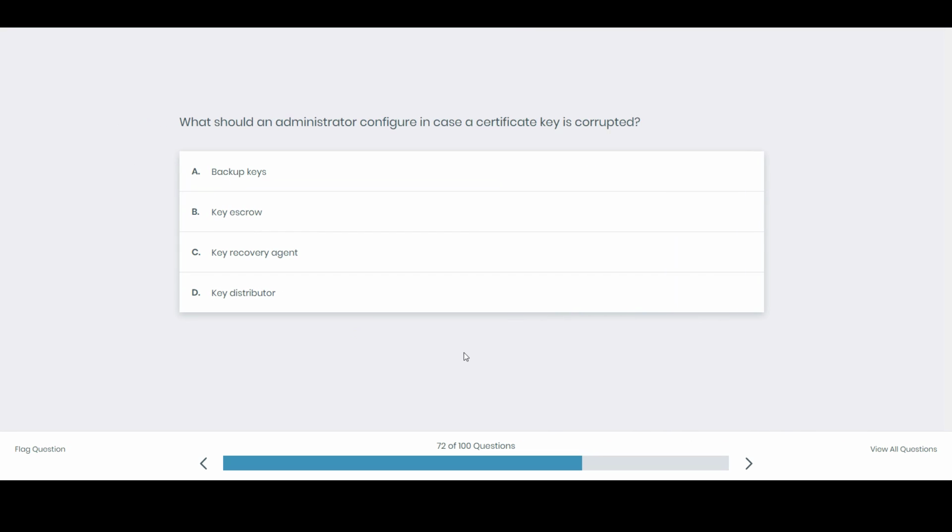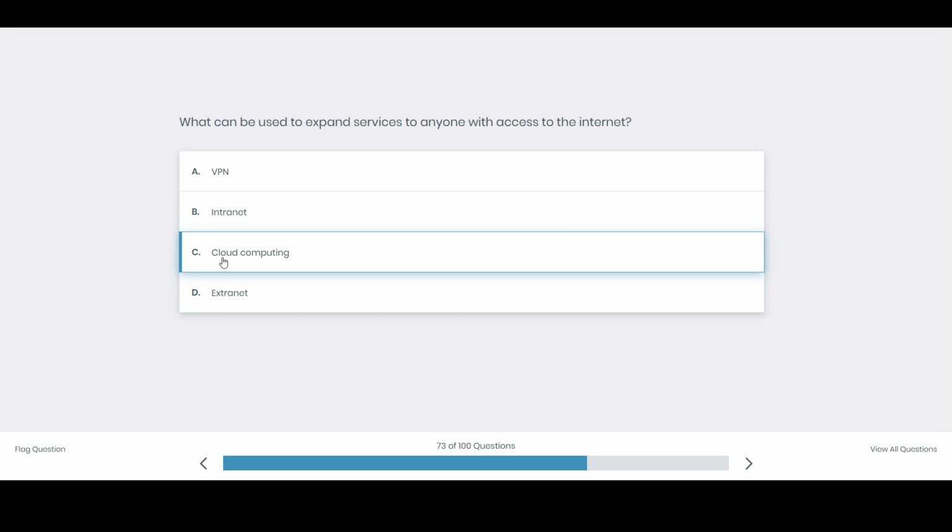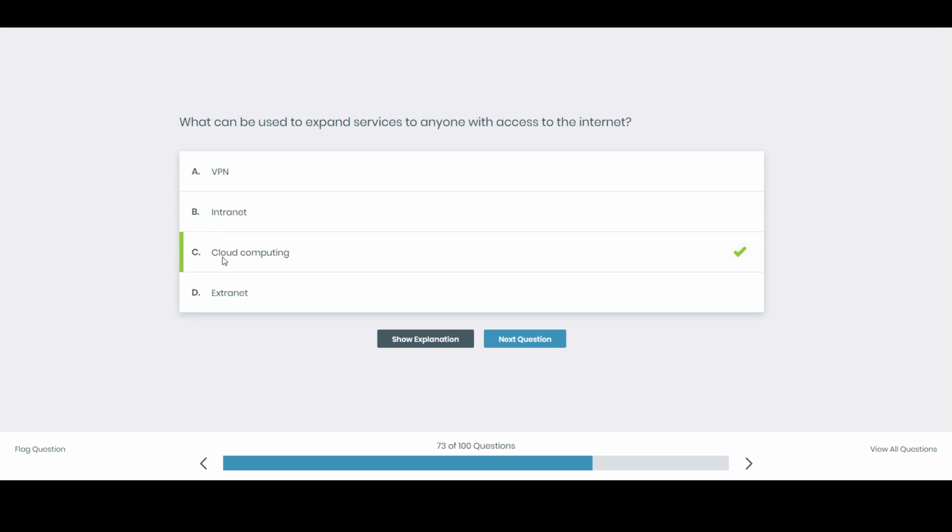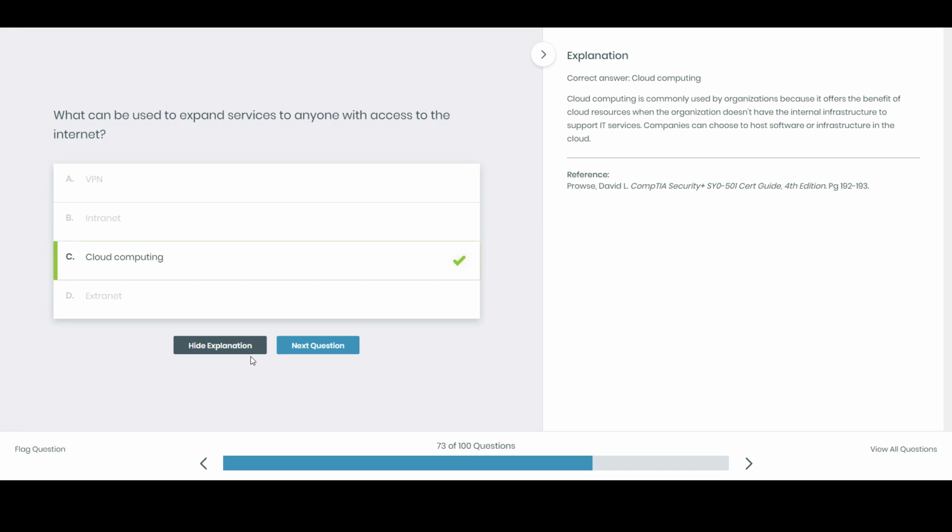What should an administrator configure in case a certificate key is corrupted? Key recovery agent or key escrow. I don't know. Either of these two. Let's go for key escrow. Recovery. Dang. What can be used to expand service to anyone with access to the internet? That's VPN, I think. Or cloud computing. Cloud computing? I don't know. Okay, I didn't know this one. Cloud computing is commonly used by organizations when the organization doesn't have the internal resources. Okay, gotcha.